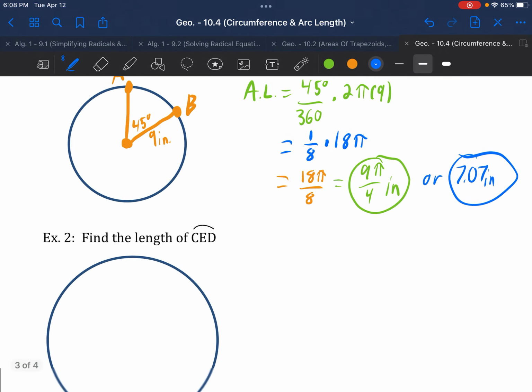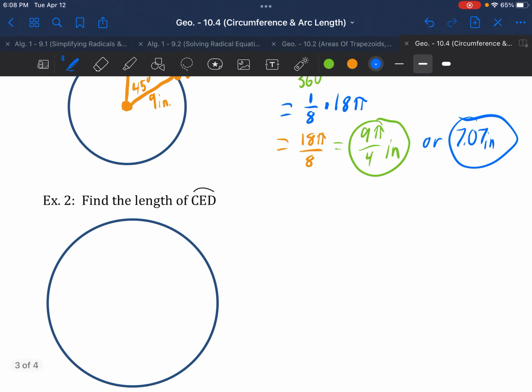Let's go and practice on the major arc CED. So once again, we'll have a center, and I'll go up here and have point C, over here and have point D, and say that this is a right angle, and the radius is 15 inches. So the major arc CED, well, we need a point E, and it'll be right here.